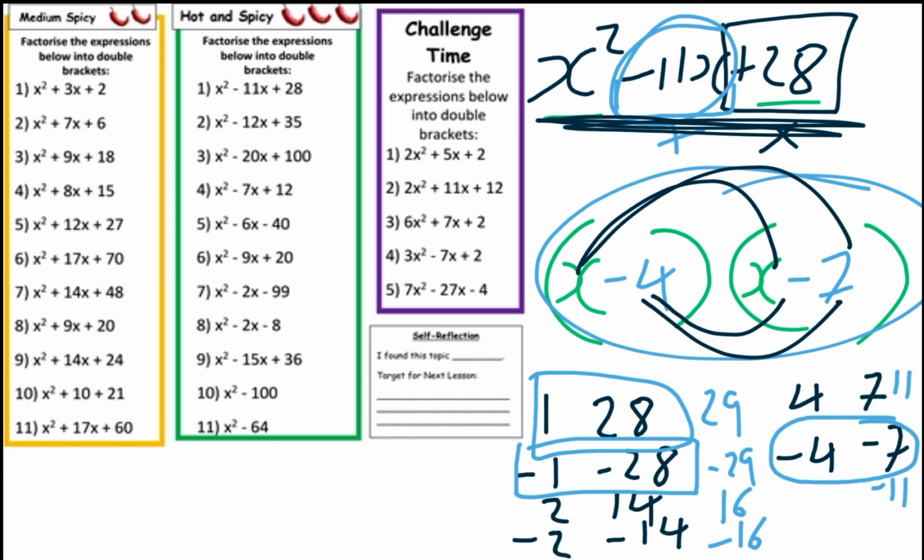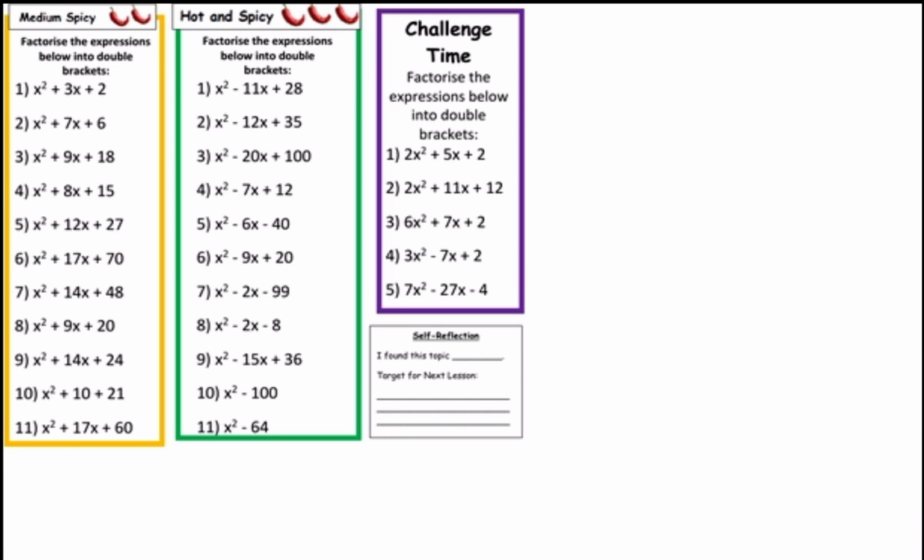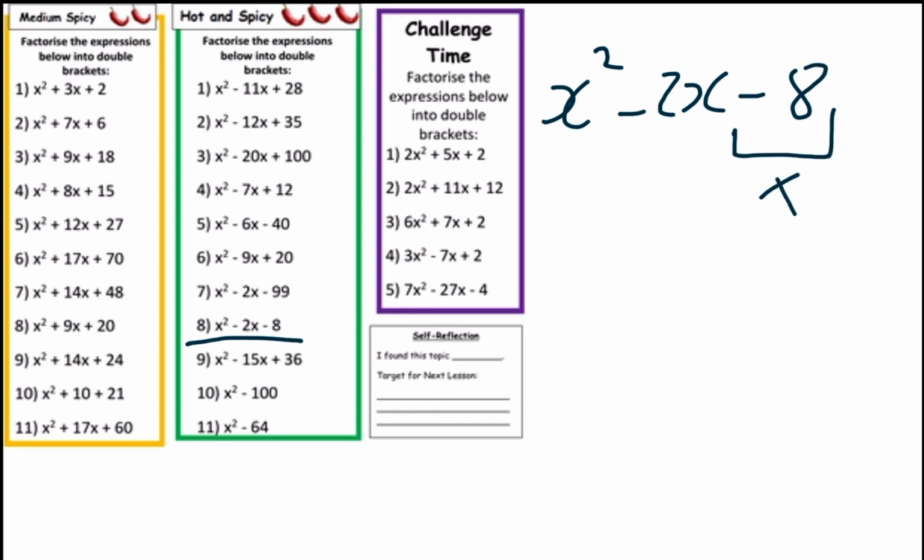Be a bit careful though. I'm just going to clear this. Be a bit careful, because if you've got something like, I'm just giving you an example, let's say this one over here. So we've got x squared minus 2x minus 8, and you're saying what 2 numbers multiply together, always start with that, make minus 8. To make a minus 8, one number has to be positive, the other number has to be negative, because a positive times a negative makes a negative.